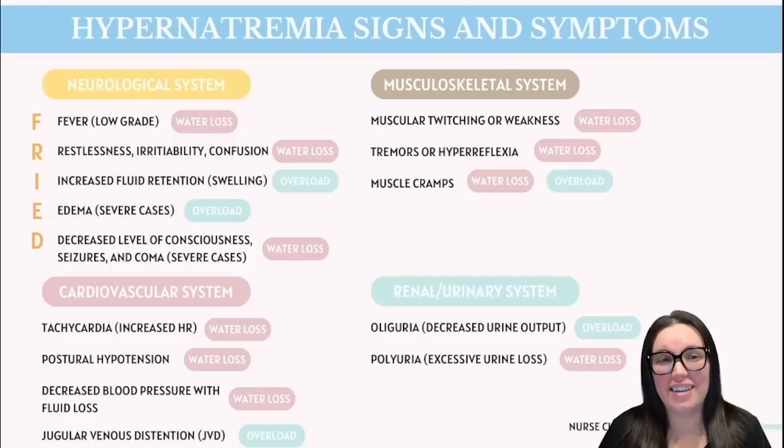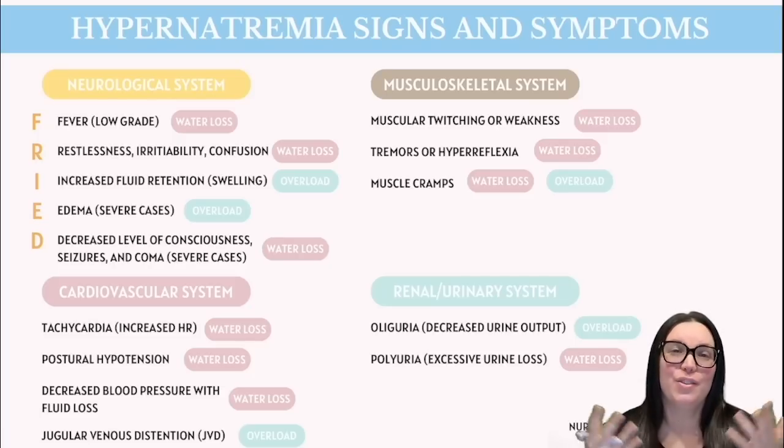As those brain cells continue to shrink from that lack of water, it starts to really mess with the normal electrical signals that we would typically see. So this is going to lead to disorientation as well as confusion. Our I and our E stand for increased fluid retention and edema. Edema is actually one of the most common things that you're going to see when it comes to fluid overload.